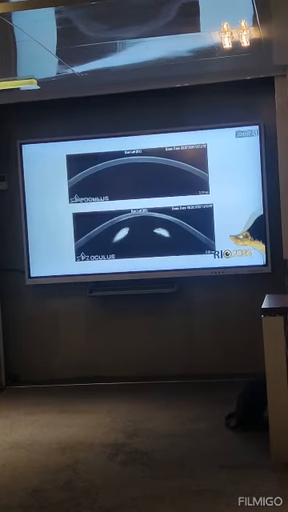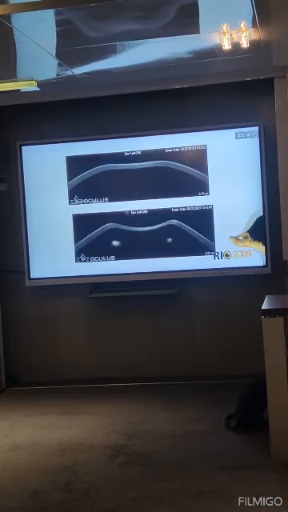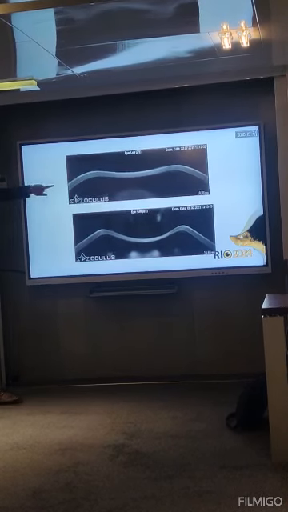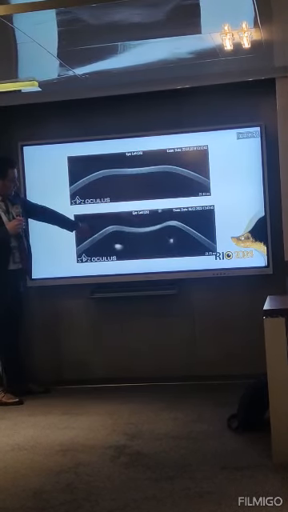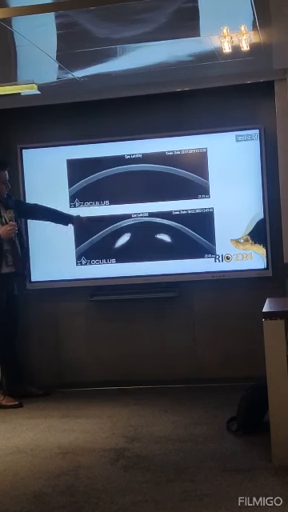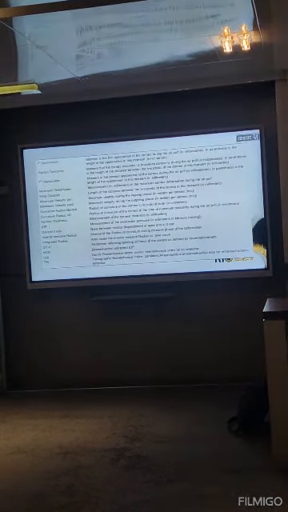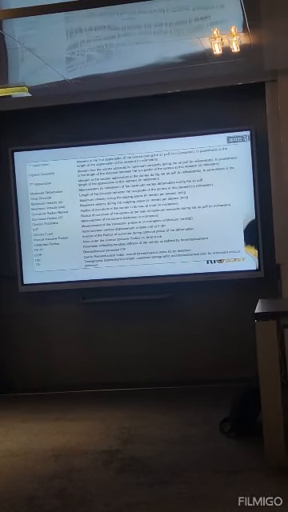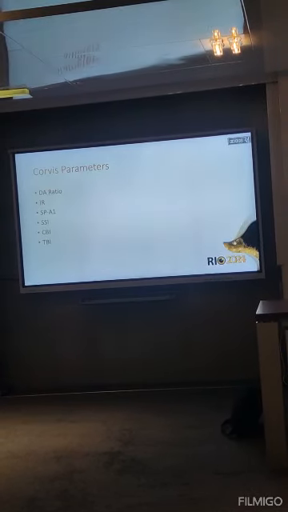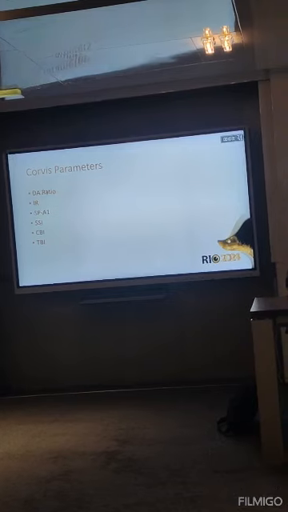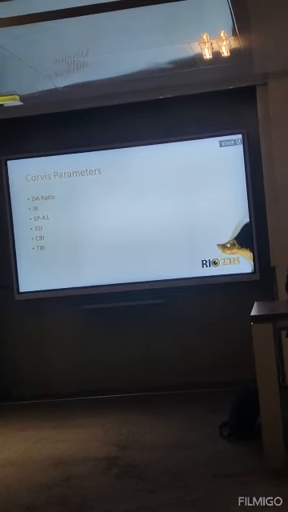This is actually a comparison between the normal cornea here, and this is a very advanced keratoconus showing weakness and oscillation. Okay, the machine measures a lot of parameters, so I will skip this to get to the most important parameters, and I will go through them quickly because of the timing.